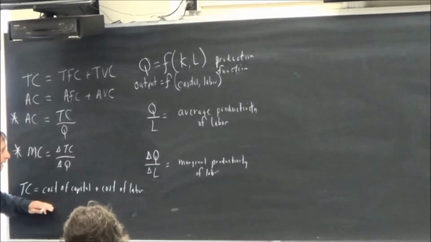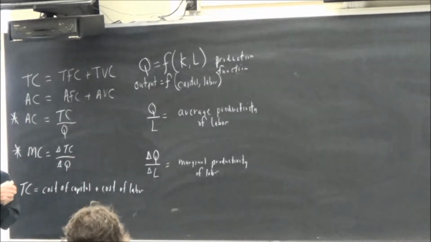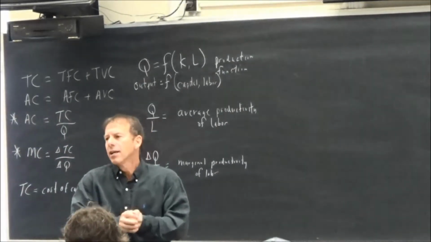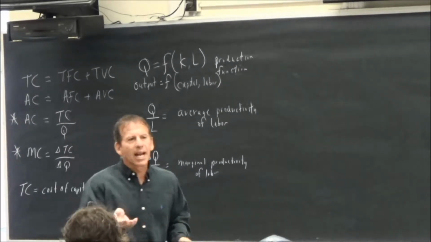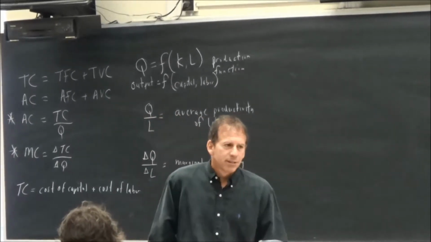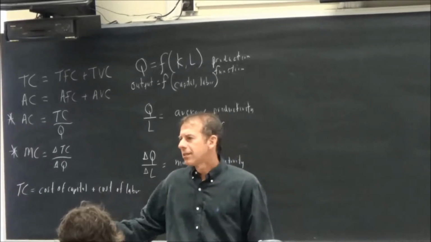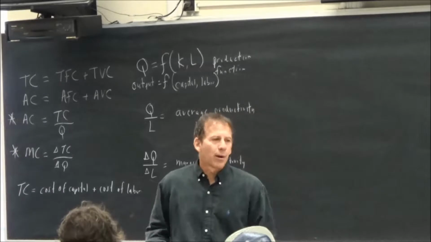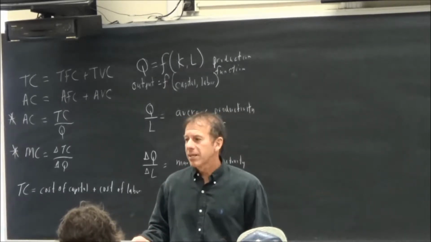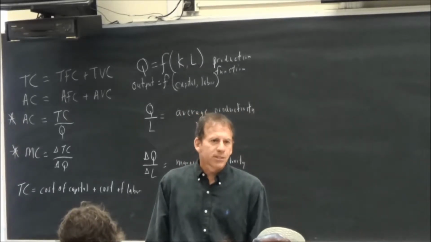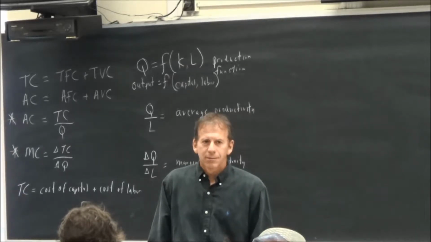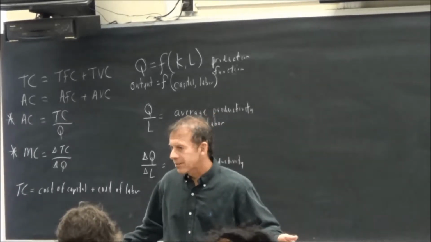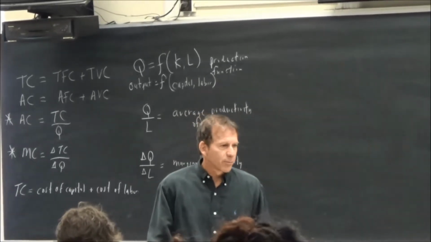So the cost of capital would be, let me just start with labor. How would you calculate the cost of labor? Well, let's just say I have 15 employees, and I pay them each $10 per hour. So how much is my cost going to be? $150 an hour. $150, right? I have 15 employees, I'm paying them $10 an hour, so my cost will be $150.